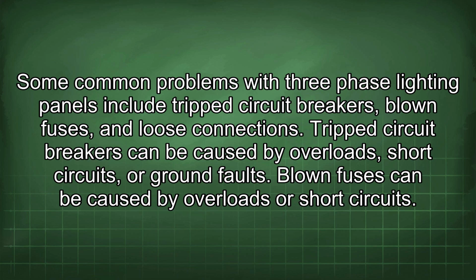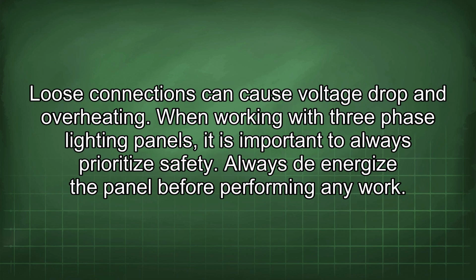Some common problems with three-phase lighting panels include tripped circuit breakers, blown fuses, and loose connections. Tripped circuit breakers can be caused by overloads, short circuits, or ground faults. Blown fuses can be caused by overloads or short circuits. Loose connections can cause voltage drop and overheating.